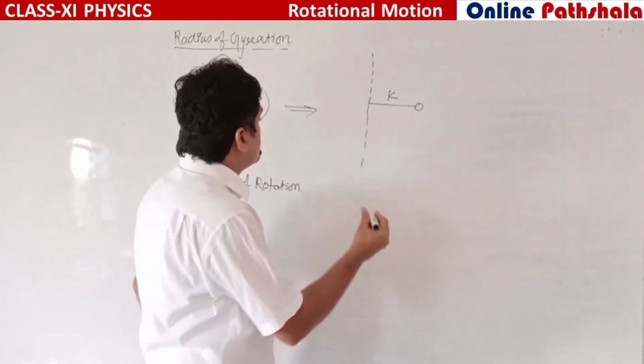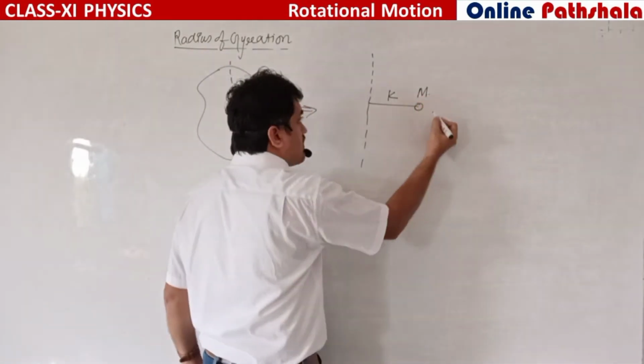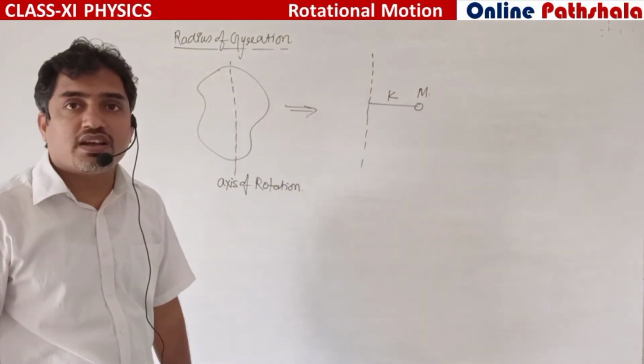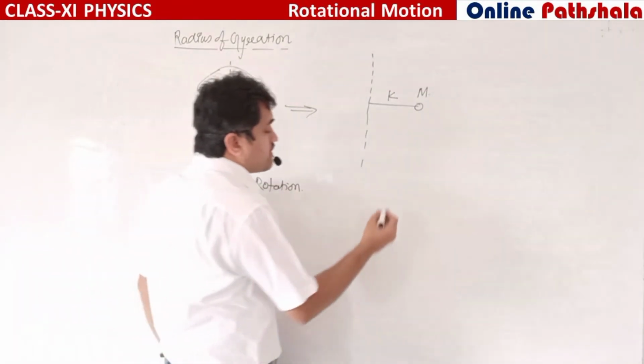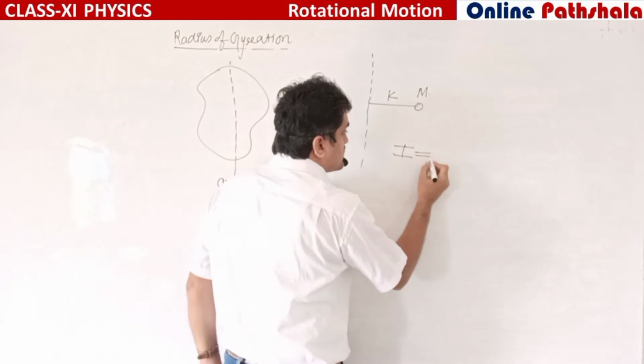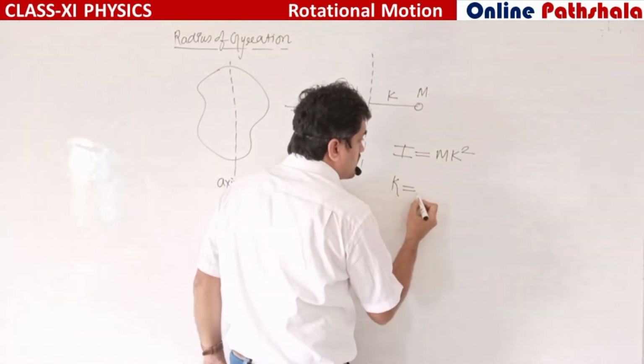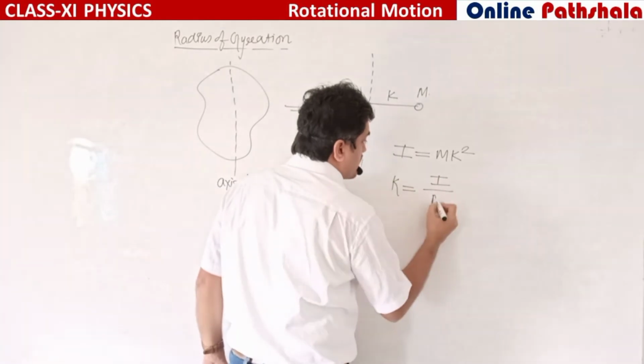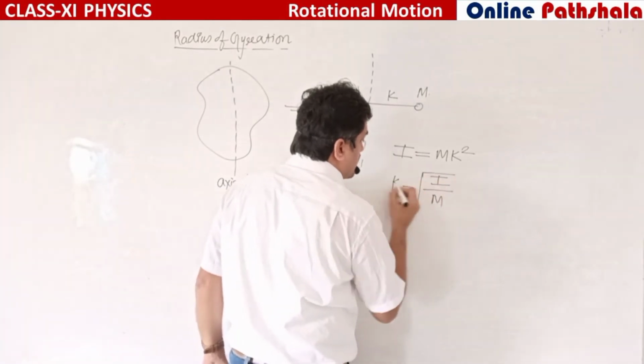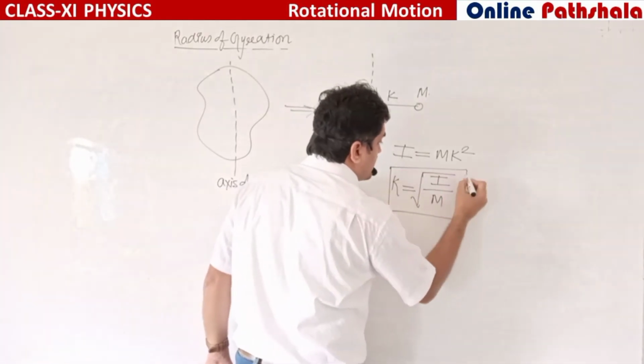The mass of this point mass, this particle, will be m. So the moment of inertia I is equal to mk square. So k is equal to root of I by m. This is the formula to find the radius of gyration.